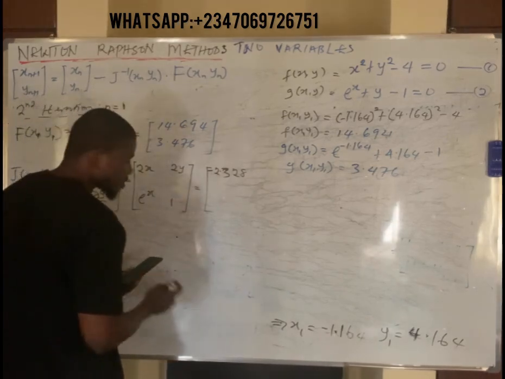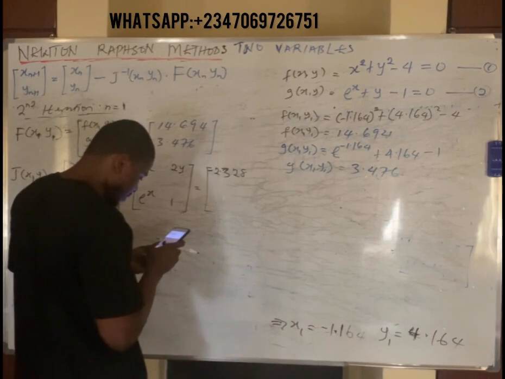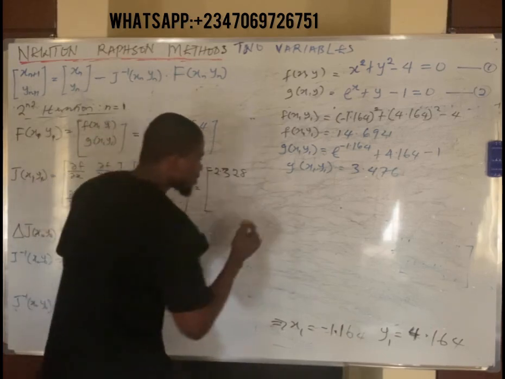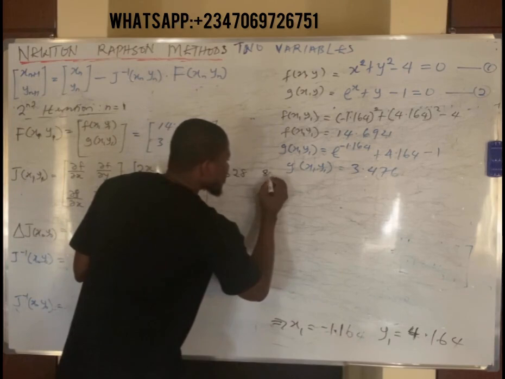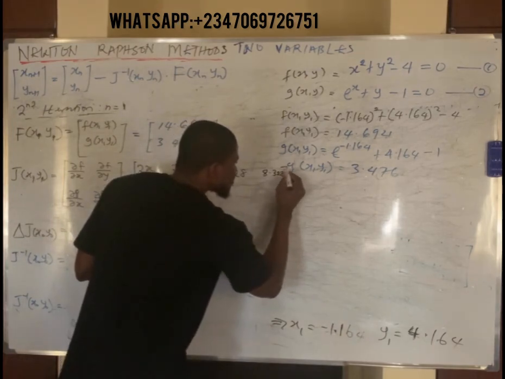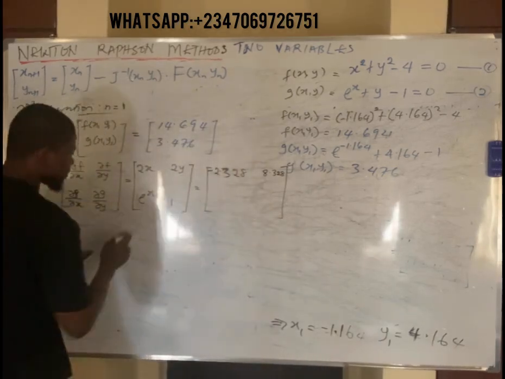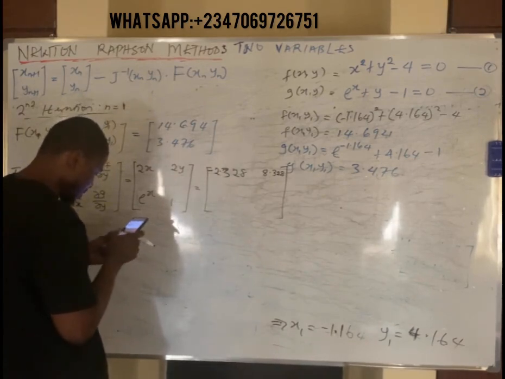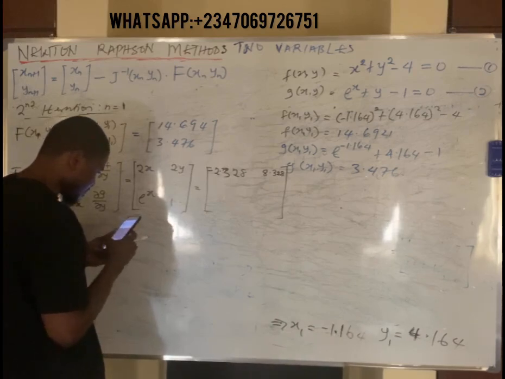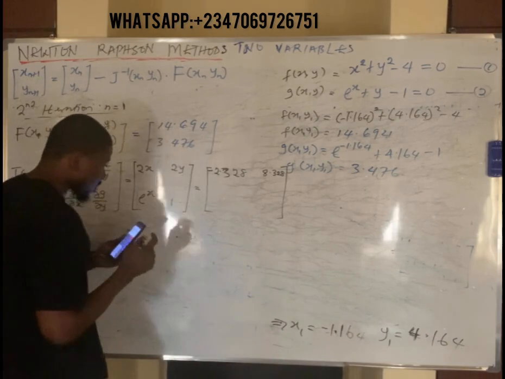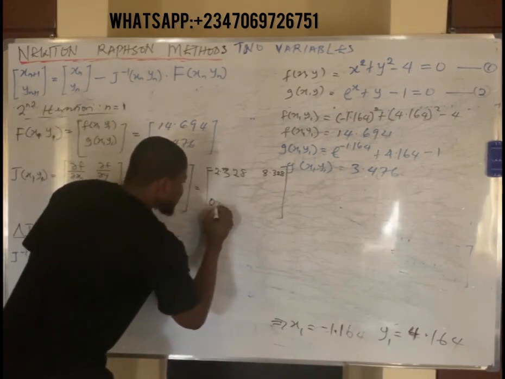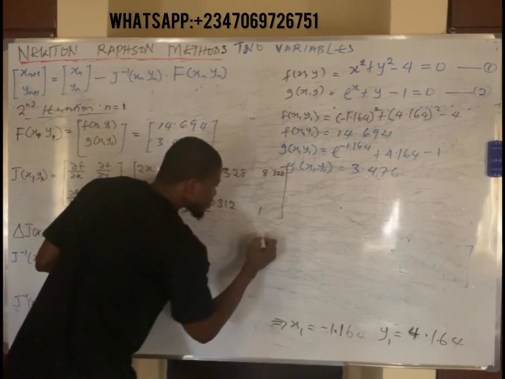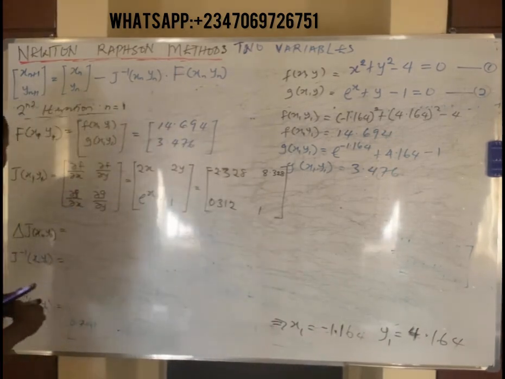So okay, that's for 2x. Then for 2y, remember y1 is 4.164, so you have 2 times 4.164. That gives us 8.328. Okay, next is exponential x, and x is negative 1.164. So we simply have exponential negative 1.164. That simply gives us 0.312. Then here still remains 1, right? So here remains 1, and you have this. So this is now the Jacobian of the function.